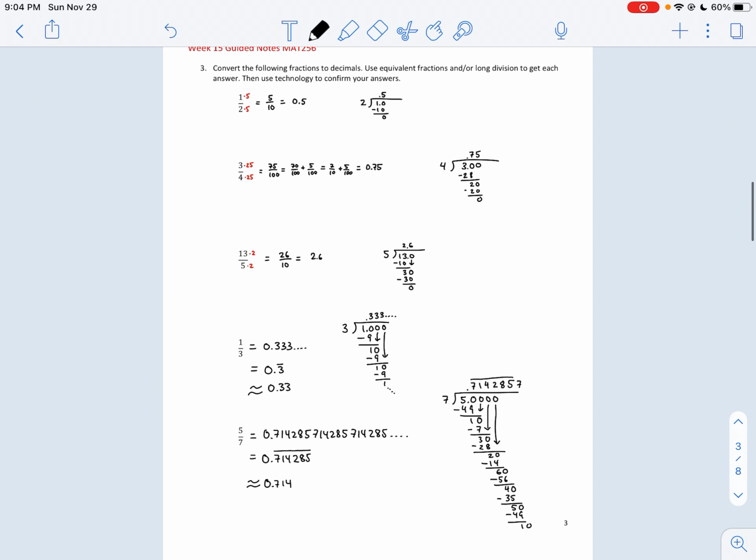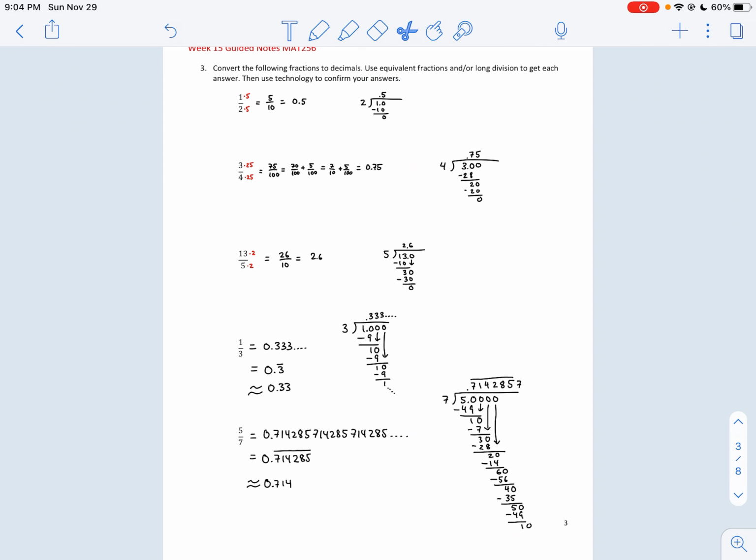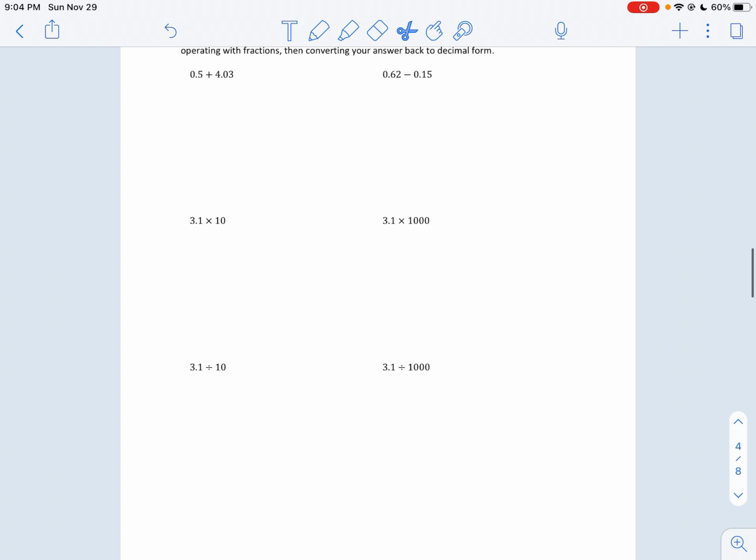Okay, so this is how you convert fractions to decimals. When you can do this approach that I'm calling the equivalent fraction approach, then I recommend you do that approach. But you always have this long division approach to arrive at your decimal versions of these fractions.